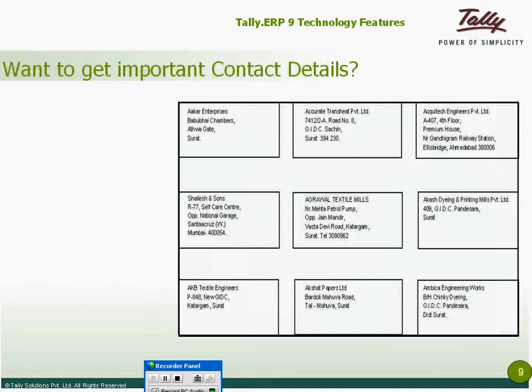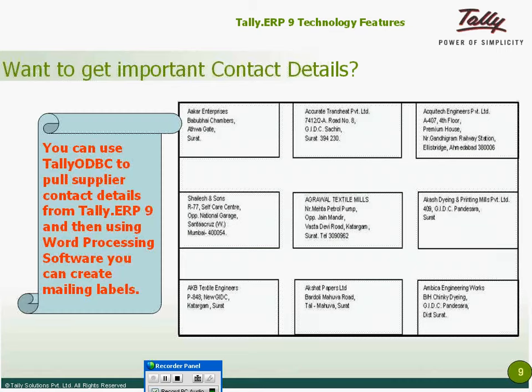This is possible through ODBC. You can use Tally ODBC to pull supplier contact details from Tally.ERP 9 and then use word processing software and create mailing labels like shown on the screen.